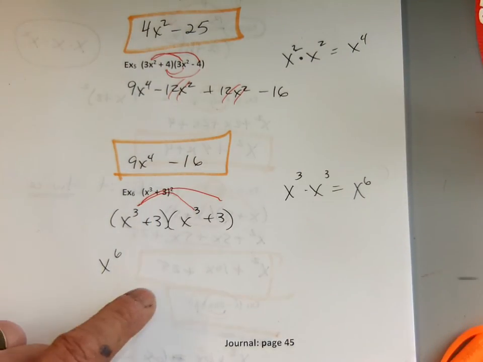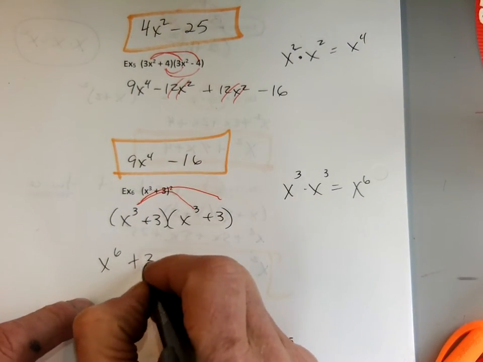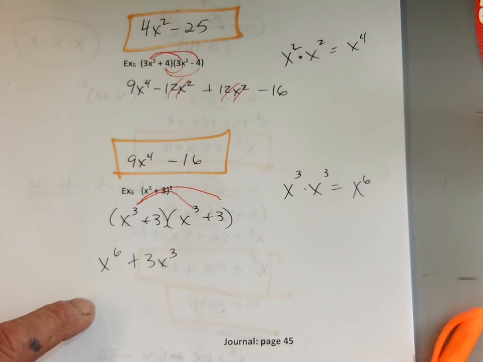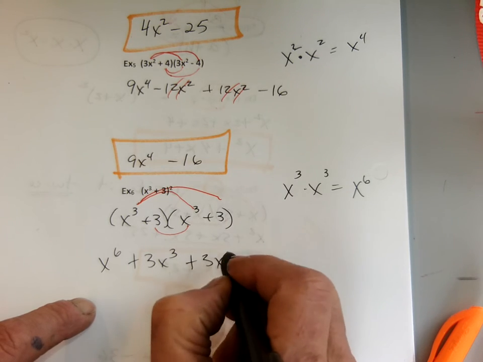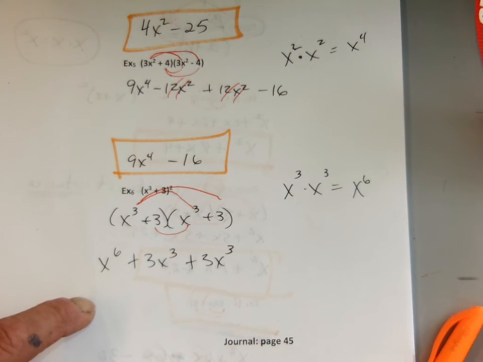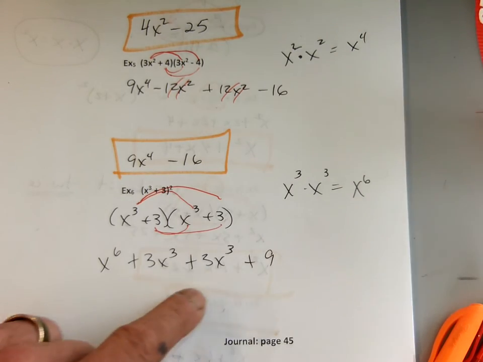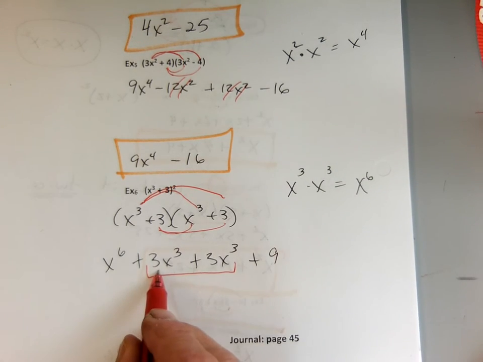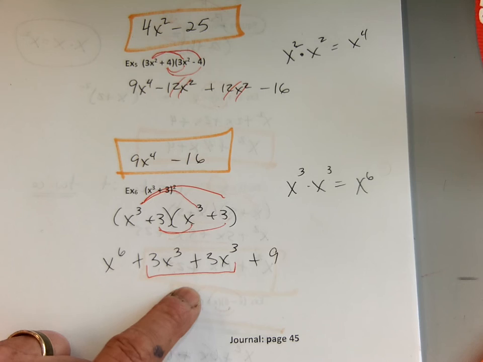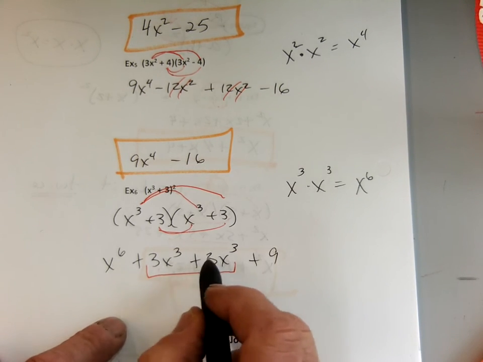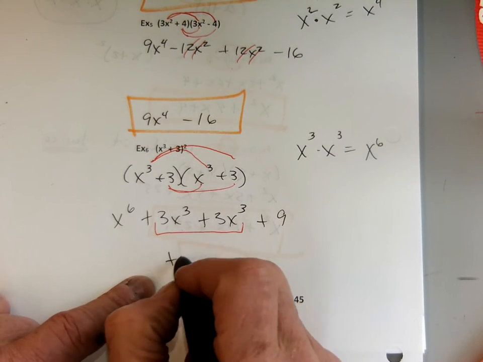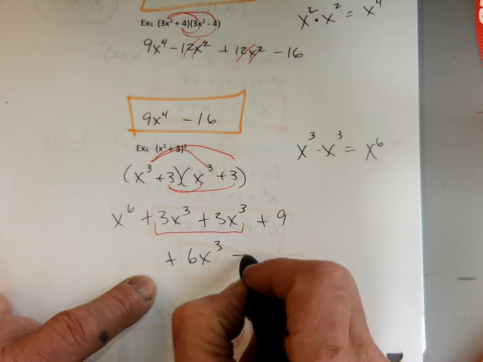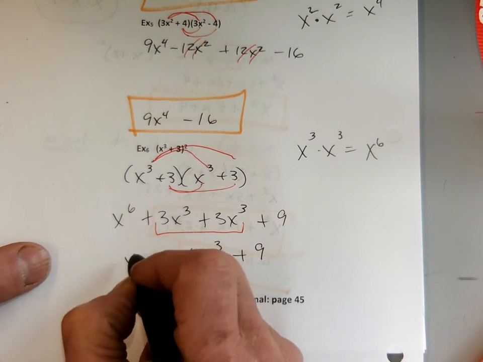X cubed times 3 is a positive 3x cubed. 3 times x cubed is a positive 3x cubed again. And then 3 times 3 is 9, right? These two don't cancel, but I'm going to combine them. I'm going to put these two terms together. 3x cubed plus 3x cubed is a 6x cubed because you're adding. This is a positive 6x cubed because you're adding. And there is my answer.